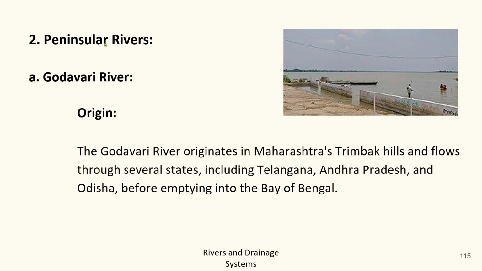So as I have told you, the peninsular rivers flow in the southern and the central part of India. Southern and central part of India. Okay. So they are the non-perennial nature. And why they are non-perennial nature? Okay. Remember one thing. Let me show you the map so that you can understand better.